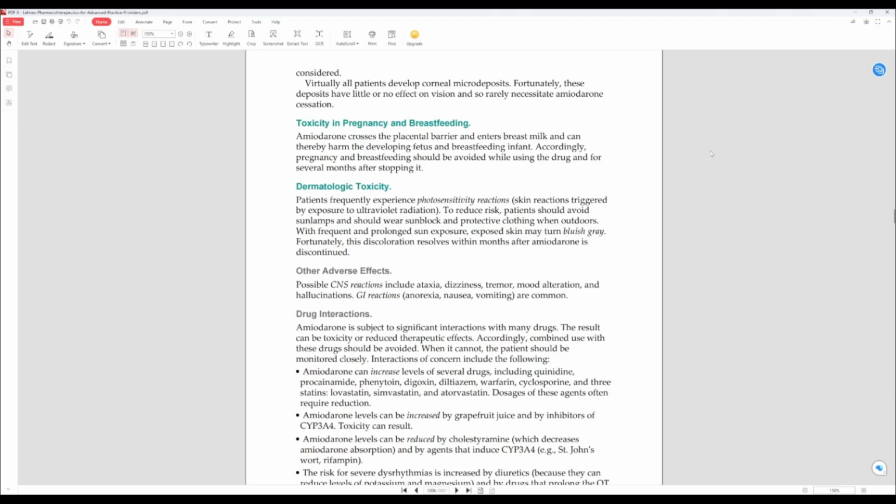Dermatologic toxicity. Patients frequently experience photosensitivity reactions. To reduce this risk, patients should avoid sun lamps and should wear sunblock and protective clothing when outdoors. With frequent and prolonged sun exposure, exposed skin may turn bluish gray. Fortunately, this discoloration resolves within months after amiodarone has been discontinued.